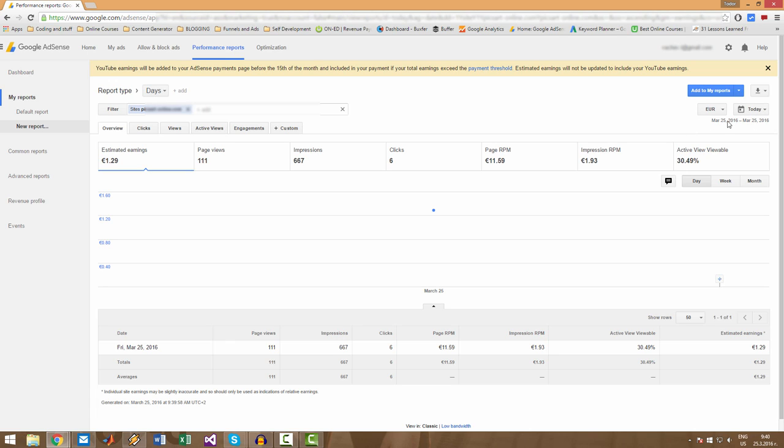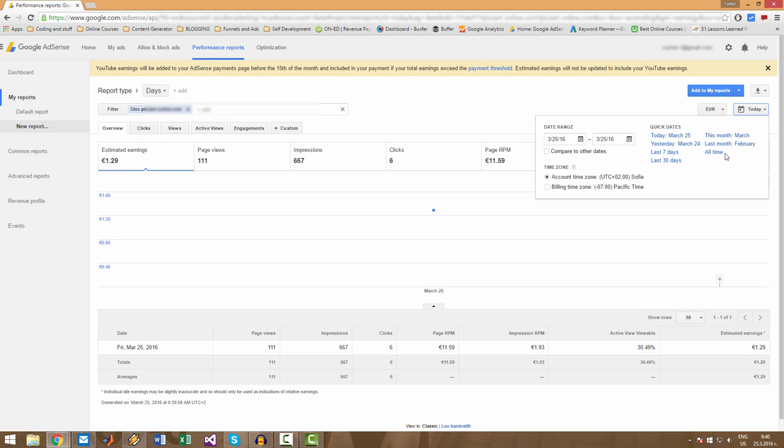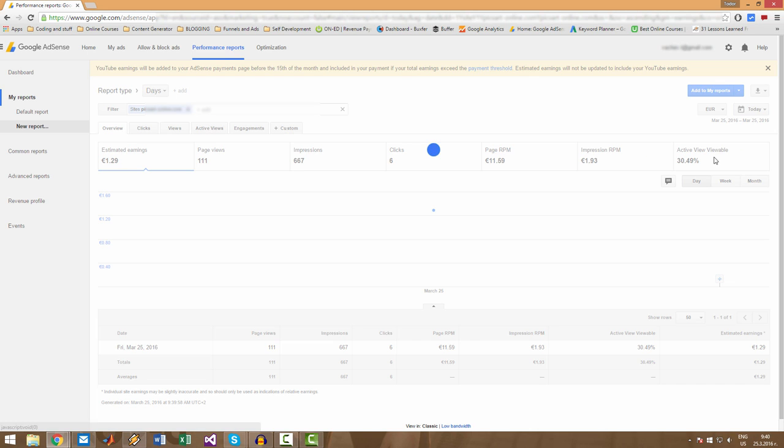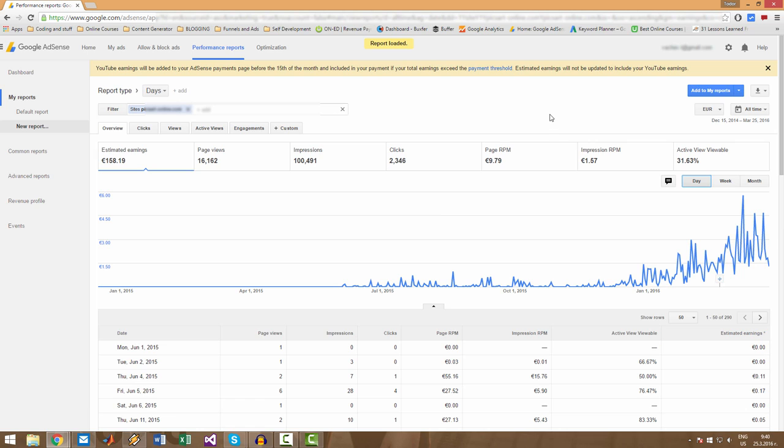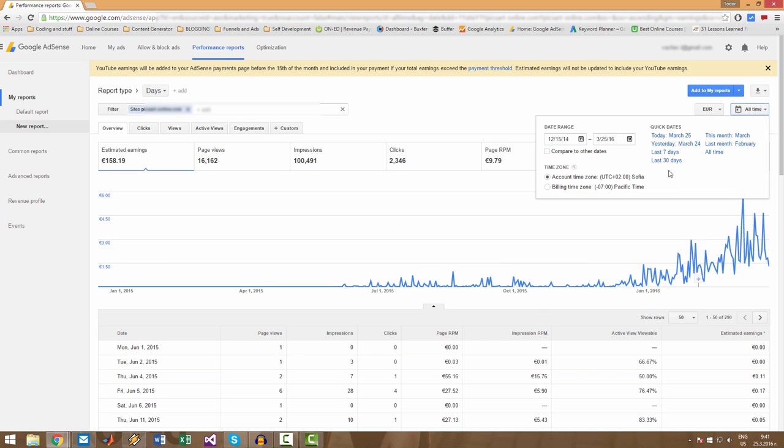Here you select for what time period you want to see the statistics for your website. Currently it's set only on today, but I want to see the statistics for all time, for as long as this website existed. Alright, so these are my estimated earnings. The website started generating some income right here. As you can see, it's nothing, and then it started growing by applying all the methods that I showed you.